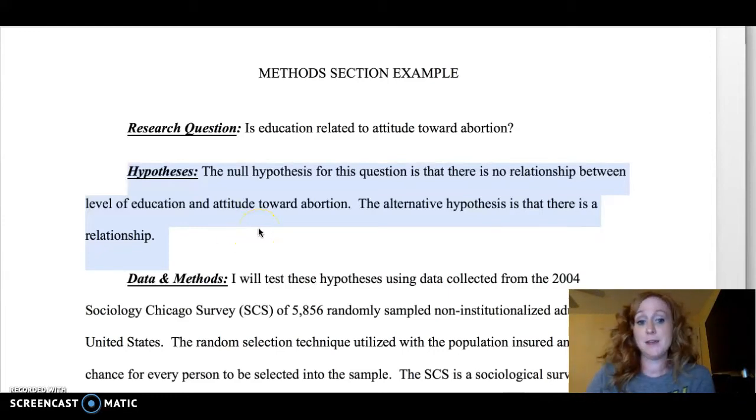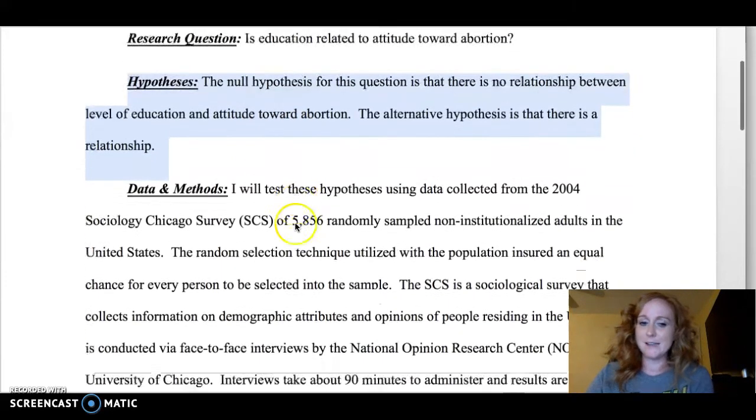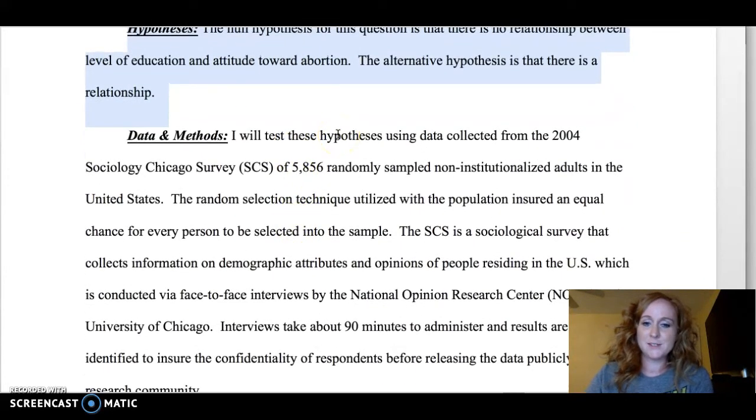Here comes the data and methods. So you always start with the data. I will test these hypotheses using data collected from, and here's where the name of the survey comes, the 2004 Sociology Chicago Survey of 5,856 randomly sampled, non-institutionalized adults in the United States. So you have a sentence that says, here's the name of my data, here's the year it came from, and this is the number of people I had in there. And by the way, it's people over 18.